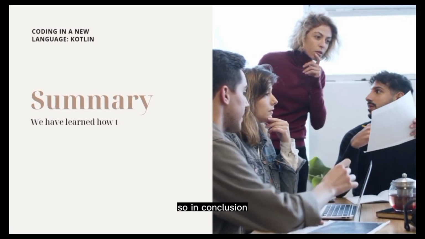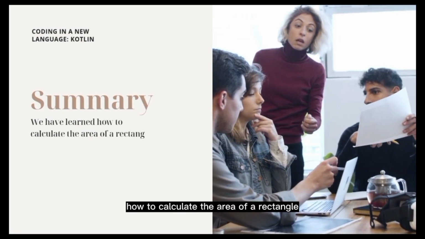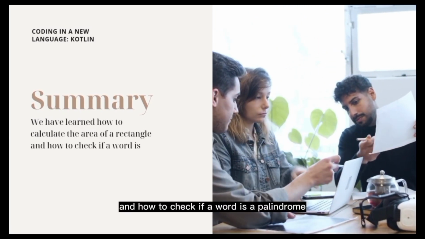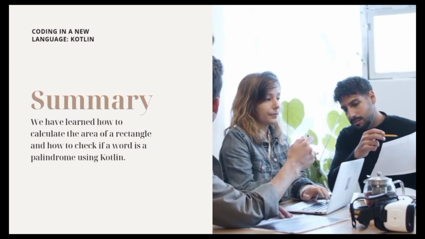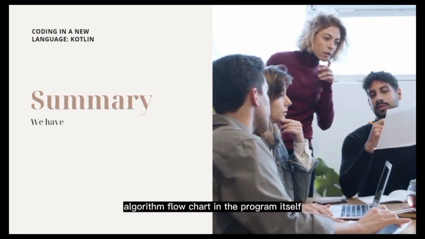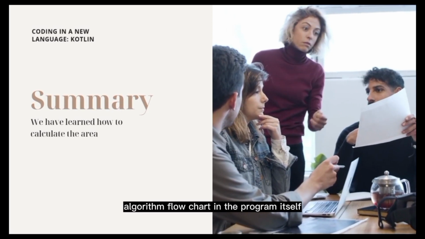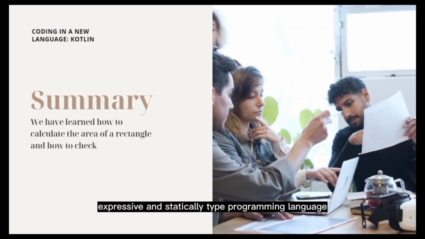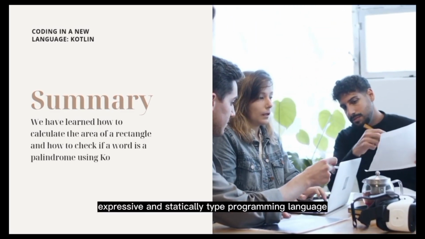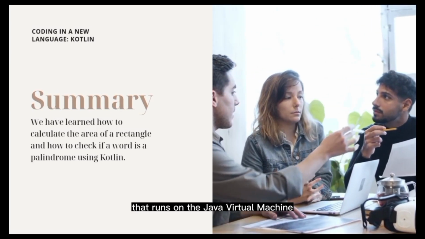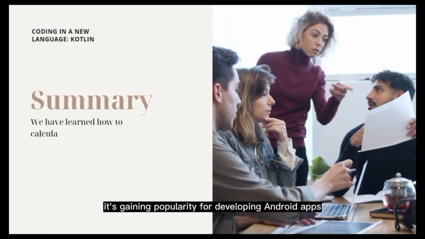So in conclusion, we have learned how to calculate the area of a rectangle and how to check if a word is a palindrome using Kotlin. We covered the pseudocode, algorithm, flowchart, and the program itself. Kotlin is a modern, expressive, and statically typed programming language that runs on the Java virtual machine. It's gaining popularity for developing Android apps.